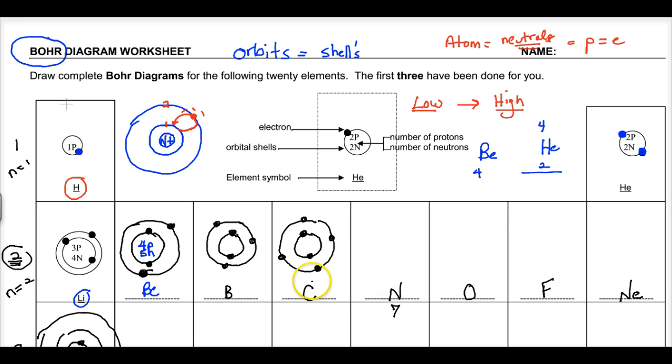For instance, carbon is 2-4. What does that mean? 2 electrons are in the first energy ring, or in n equals 1, and 4 are on the second. You're getting my drift, hopefully.